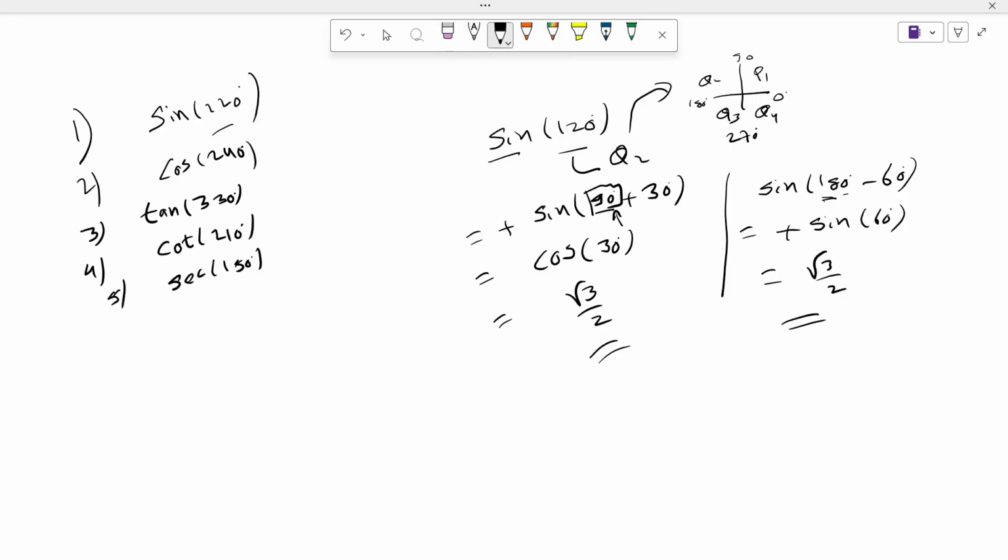Now coming to the next one, cos of 240. Let me take the screen down, otherwise I will erase this part and write it.